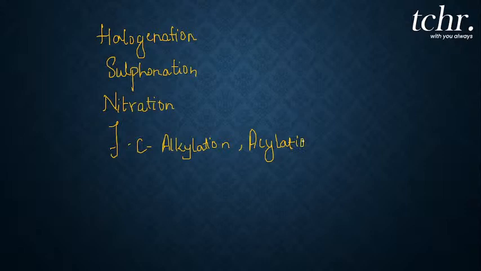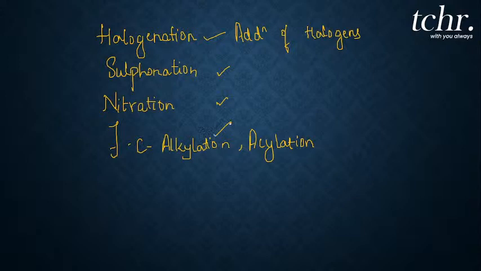What is halogenation? Halogenation is nothing but addition of halogens to the aromatic ring. Same way sulfonation, sulfonyl group will be added to ortho or para position. Nitration, nitro group will be added to the benzene or aromatic ring. Same way when an alkyl group is substituted we call it Friedel-Crafts alkylation, and when an acyl group is substituted we call it Friedel-Crafts acylation. These are the electrophilic substitution reactions we know, correct?